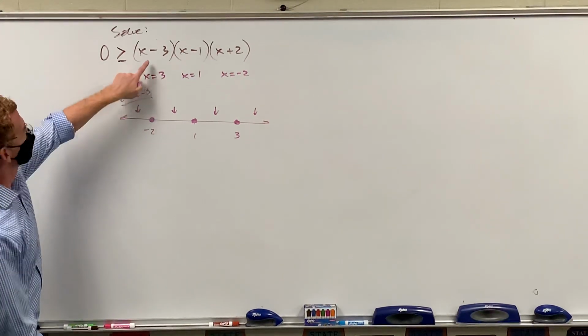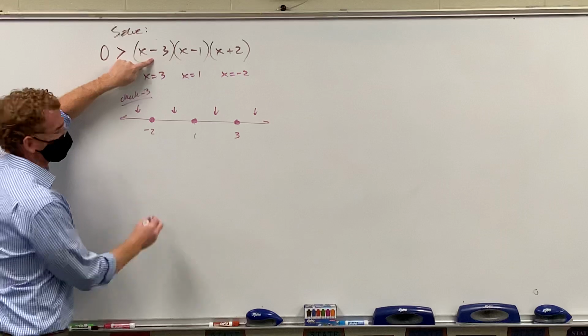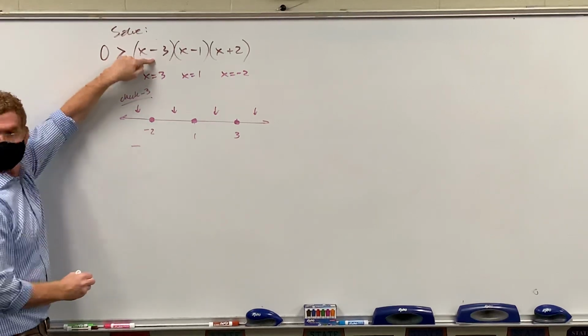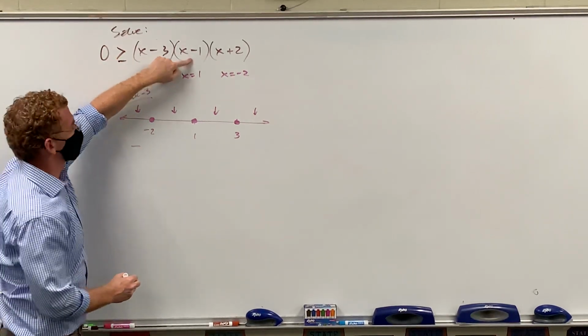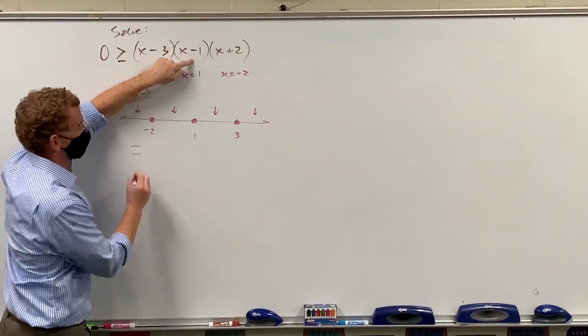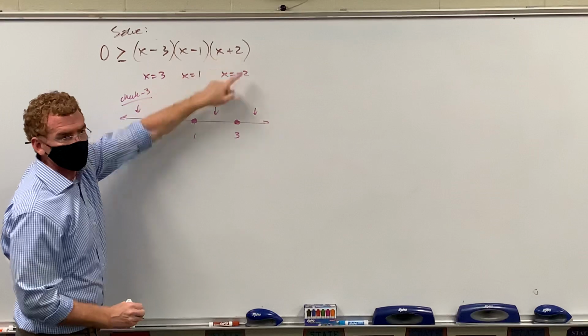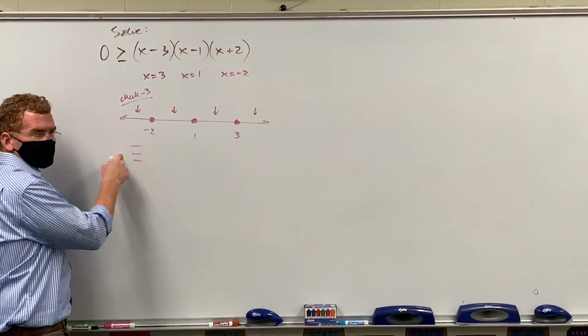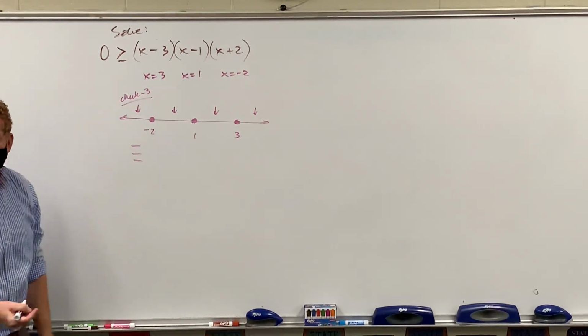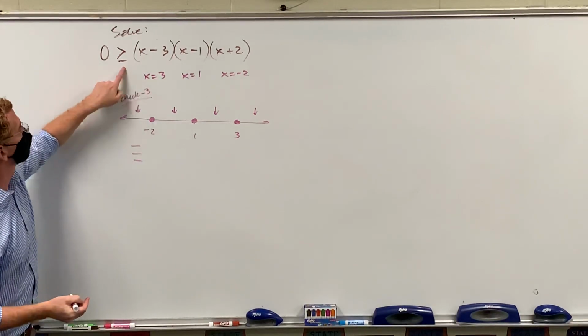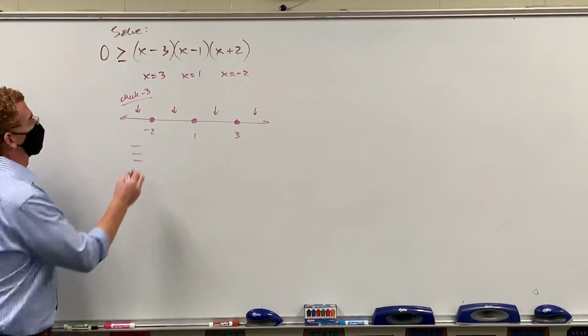Okay, so let's check it. If I plug a -3 in there, what do I get? A negative. If I plug a negative in there, what do I get? Another negative. If I plug in a -3 in there, what do I get? Negative. A third negative. When I multiply 3 negative numbers together, what does that give me? Negative. A negative. Are negatives smaller than 0? Yes. Well then, let's shade that.